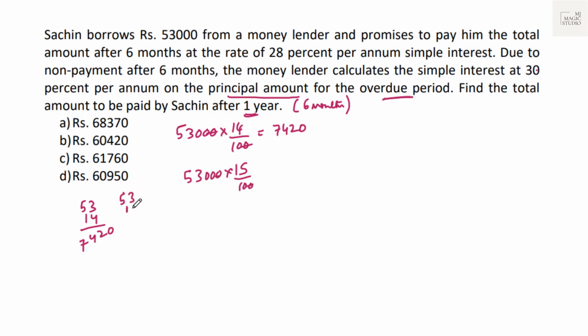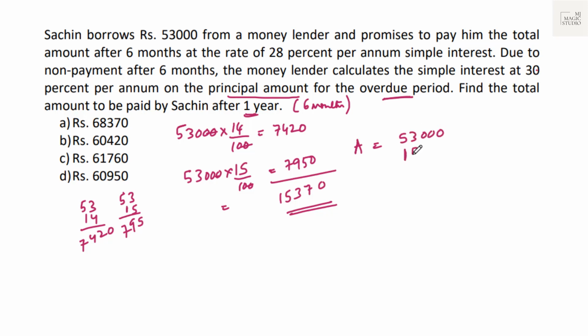So 53 into 15. 15, 1, 25, 26, 29, 2. That would be 7950. So total interest paid would be 15370. So the amount paid by Sachin is 53,000 principal and interest 15370. That is 68370. Option A is the pick.